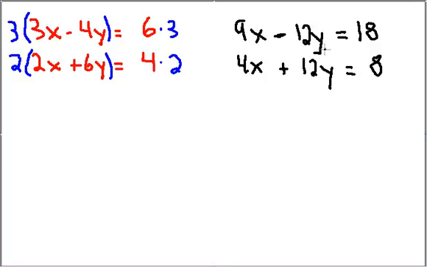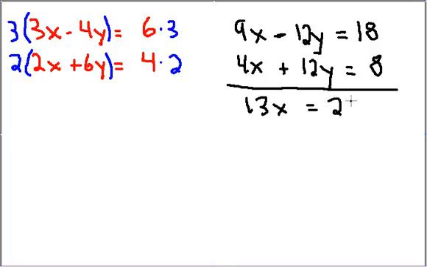At this point, we now have a positive 12y down here and a negative 12y up here. We can simply add these two together and our y's will cancel. What is 9x plus 4x? Well, that's 13x. Our minus 12y and our positive 12y combine and cancel each other out. That leaves us with a 0. Then we have 18 plus 8 on the right, which is 26.